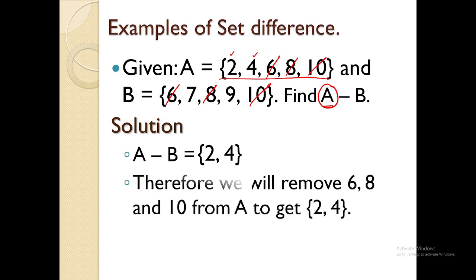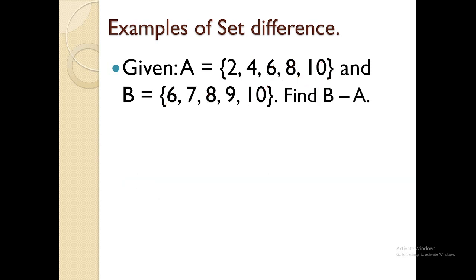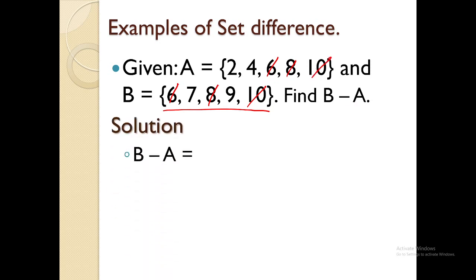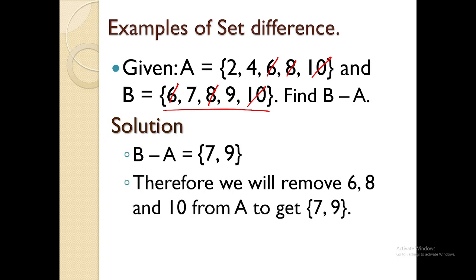So if I'm gonna be turning things around, if I'm gonna have B minus A, this time I'll focus over B. Then I'm gonna be canceling, cancel 6. What else can be canceled, class? 8. What else? 10. So what is your answer to B minus A? 7 and 9. That's correct. So that's how you get the set difference. Okay? Is the set difference clear?